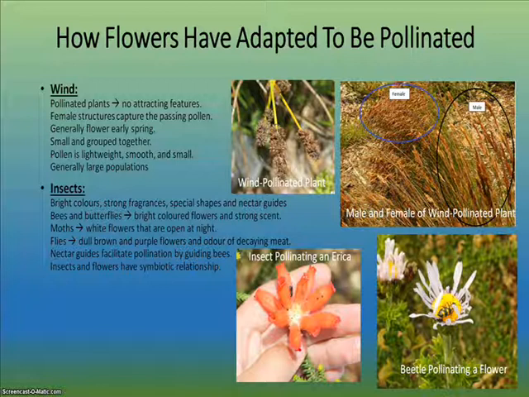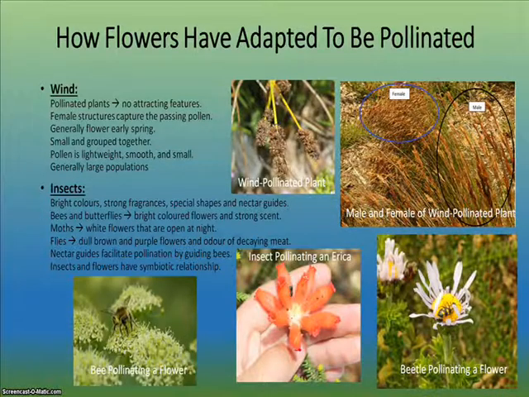Nectar guides, which are only visible to certain insects, facilitate pollination by guiding bees to the pollen, the scent of the flower. Insects and flowers both benefit from this specialized symbiotic relationship. Plants are pollinated, while the insects obtain valuable sources of food.